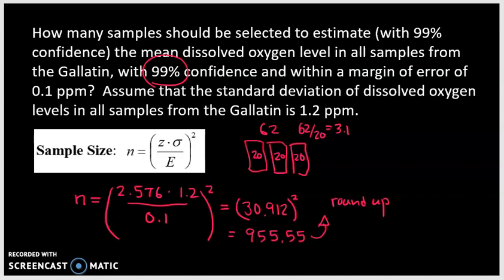So the sample size that we need to estimate the dissolved oxygen level with 99% confidence within a margin of error of 0.1 parts per million is going to be 956 samples. So a fair number of samples in order to get this level of accuracy for dissolved oxygen.